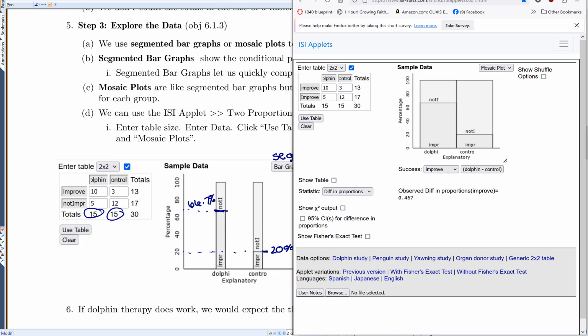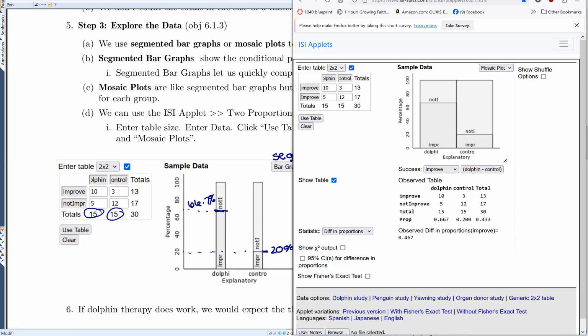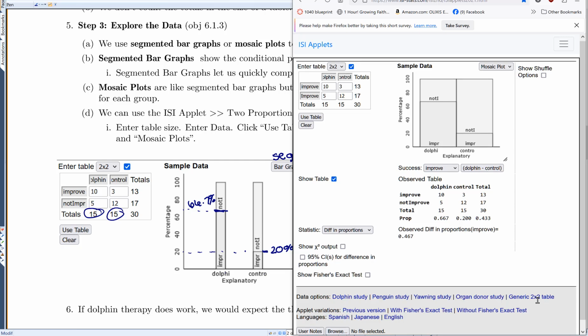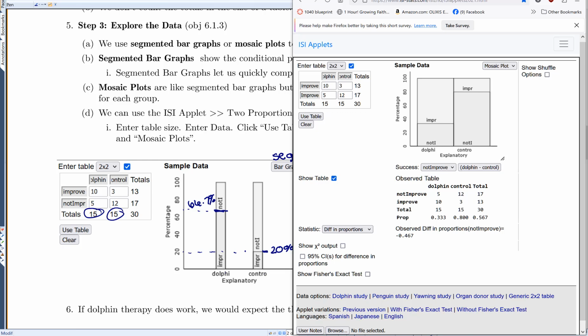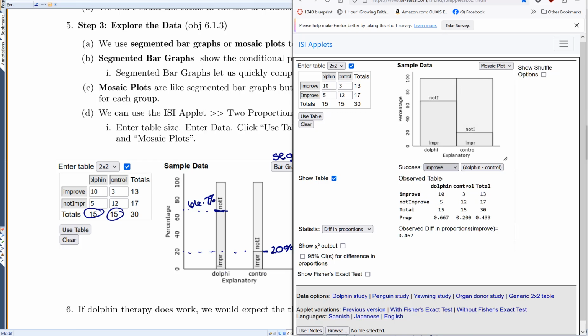There's a lot of other things to do in here, and we're just going to show you piece by piece as we go throughout the chapter. But I do like to click show table, and it will show me, here's the table. Okay. And it will also give me, here's my proportions, which is pretty nice. You can change various things, like we were looking at the people that improved, but maybe I wanted to actually look at people that didn't improve instead, and you can make that your success. Lots of different things that we can change.